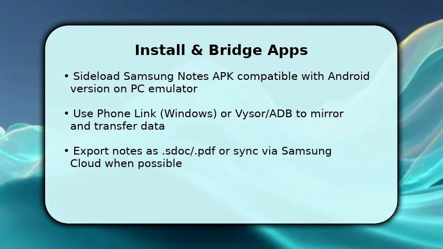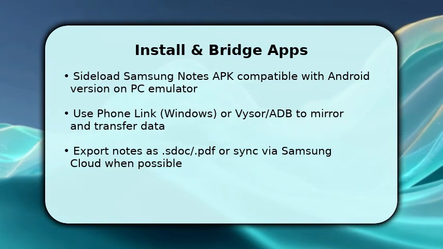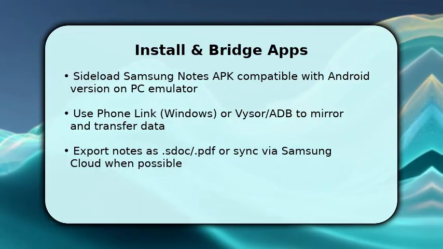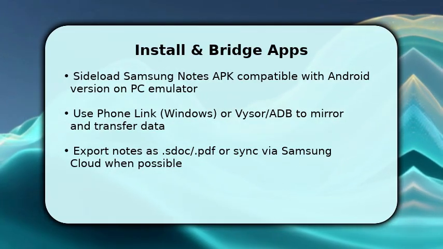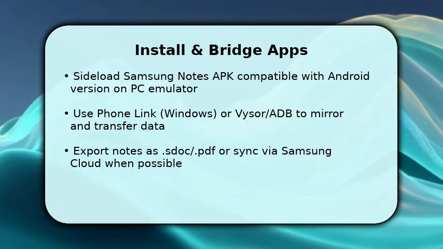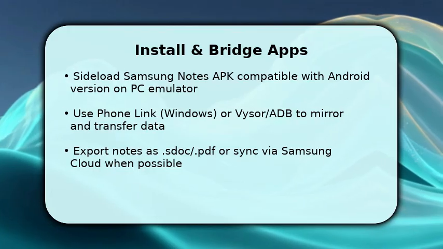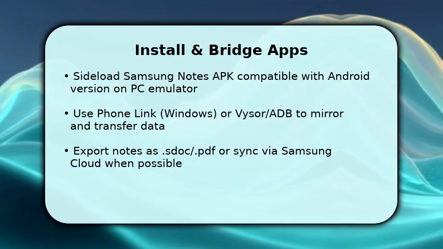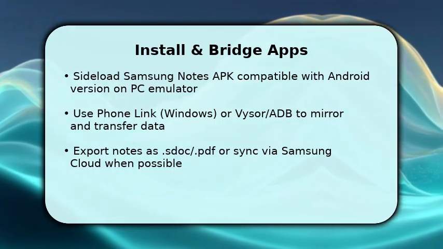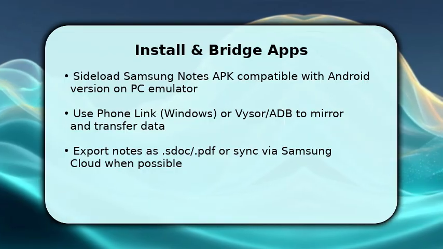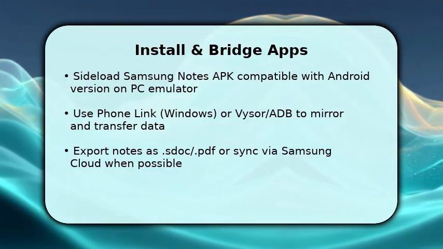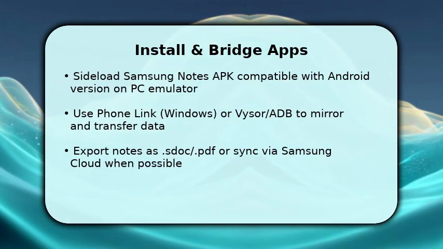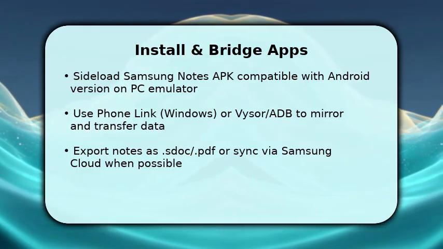Now you install the app and create the bridge. If you sideload, run a tested Android emulator or Windows Subsystem for Android and install the Samsung Notes APK, then sign into your Samsung account so Cloud Notes appear. Alternatively, connect via Phone Link or use ADB/Vysor to mirror and export note files. Exporting as SDoc or PDF is useful for portability. If Samsung Cloud Sync is active, that will automatically populate notes on sign-in, saving manual transfers and keeping revisions intact.